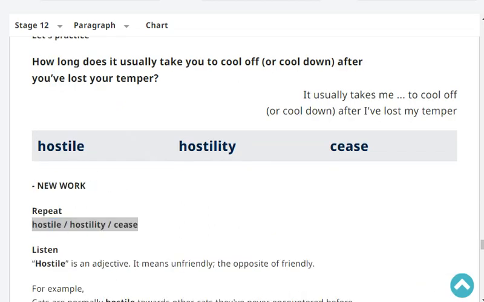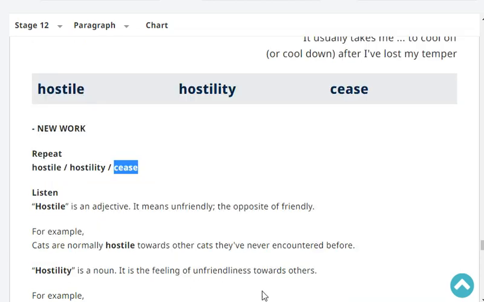hostile, hostility, cease, like ceasefire, cease means stop. Okay, listen. Hostile is an adjective. It means unfriendly. It's the opposite of friendly, hostile.